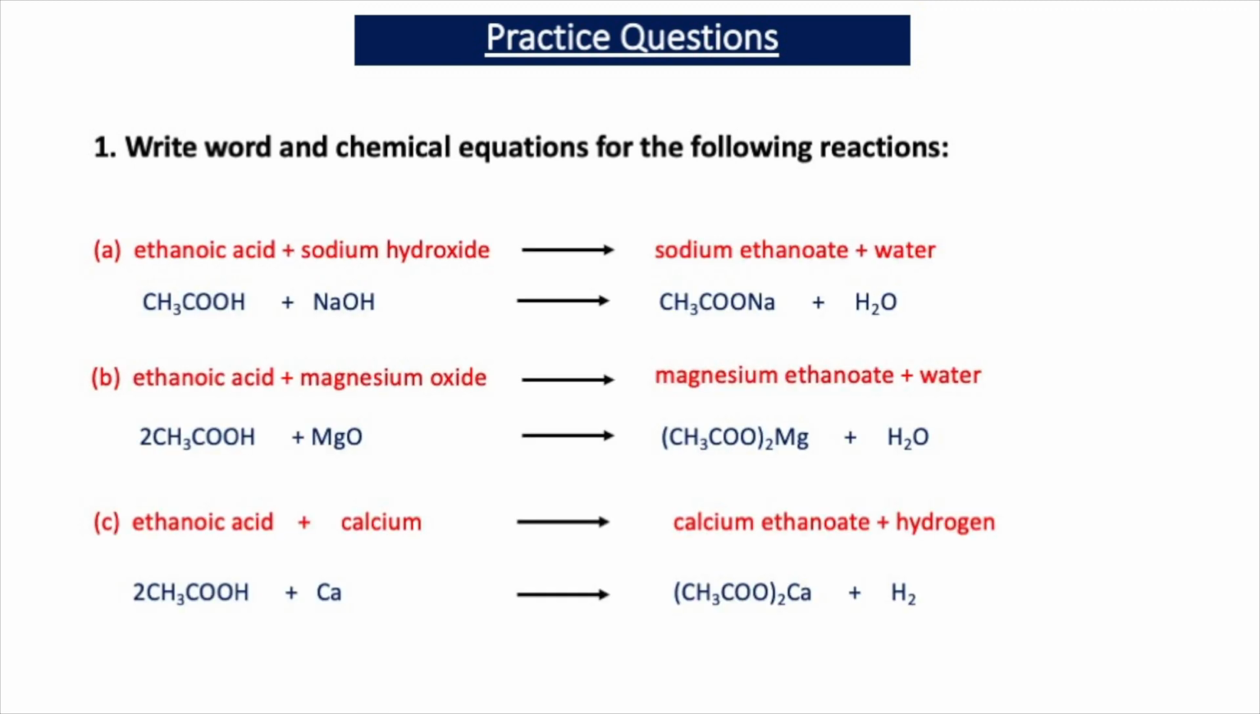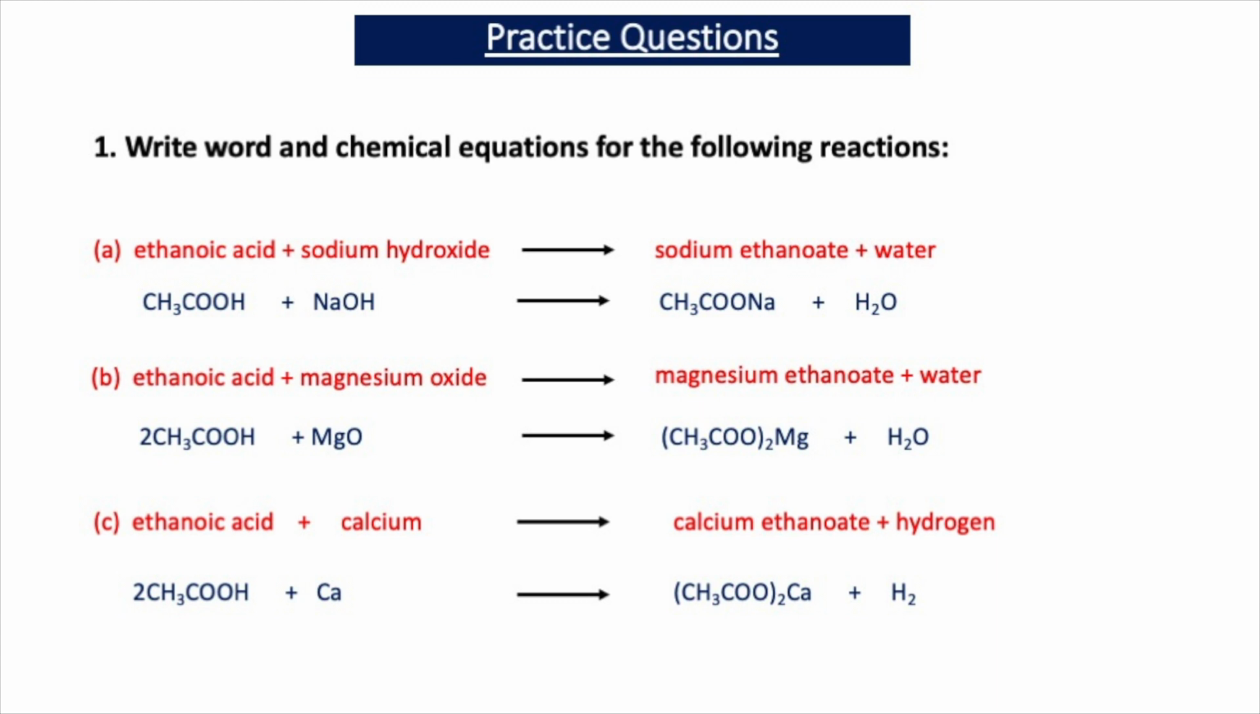So question 1 is asking us to write word and chemical equations for the following reactions. So for 1A we have ethanoic acid reacting with sodium hydroxide. So we have an acid and an alkali reacting here. Now this is going to make a salt, sodium ethanoate, plus water. And the chemical formula for ethanoic acid is CH3COOH. Sodium hydroxide is NaOH. The salt, sodium ethanoate, is CH3COONa, and water is our other product, and that equation is balanced.